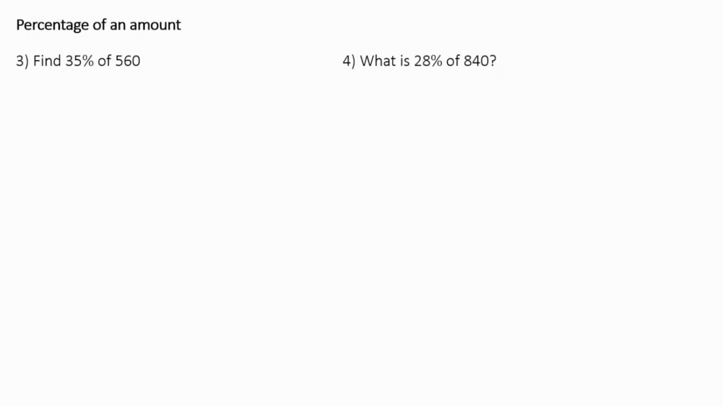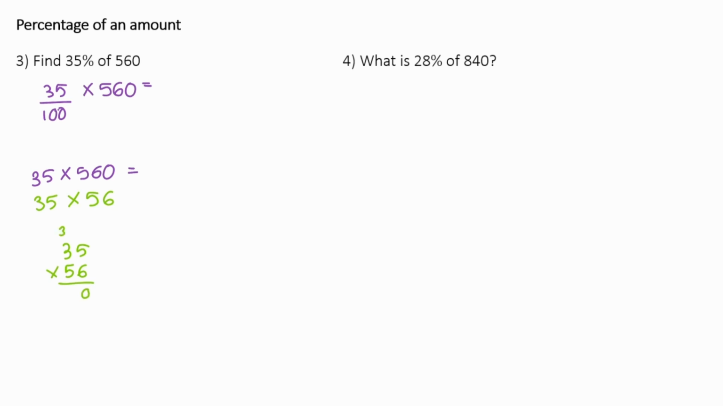So to find 35% of 560, I'm going to write this as 35 over 100 times 560. So first I'm going to multiply out my 35 and 560. So first I'm just going to write 35 times 56 into column method. 5 times 6 is 30, carry 3. 3 times 6 is 18, plus my 3 gives me 21. I'm going to put my placeholder, and 5 times 5 is 25, carry my 2. 5 times 3 is 15, add 2, gives me 17.